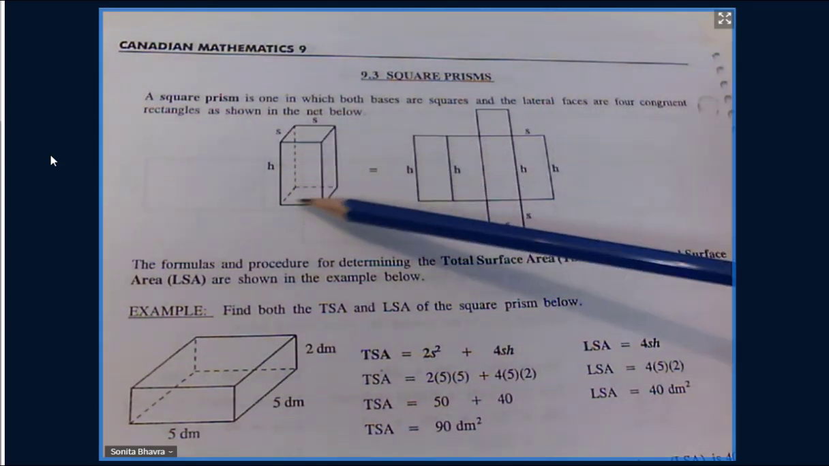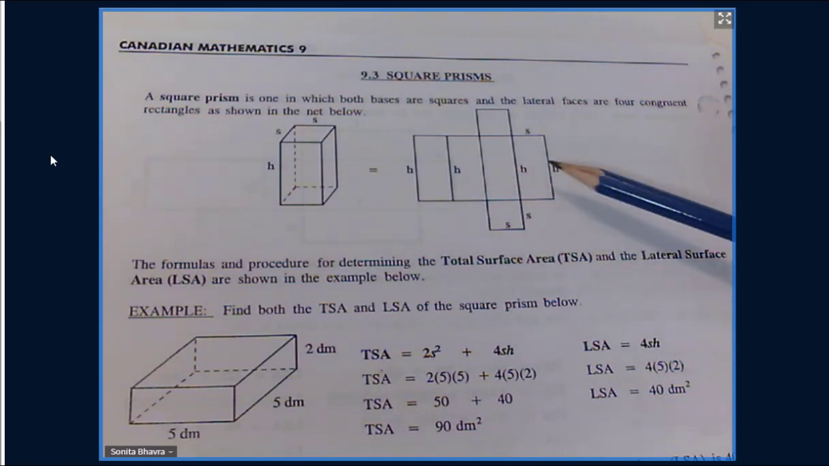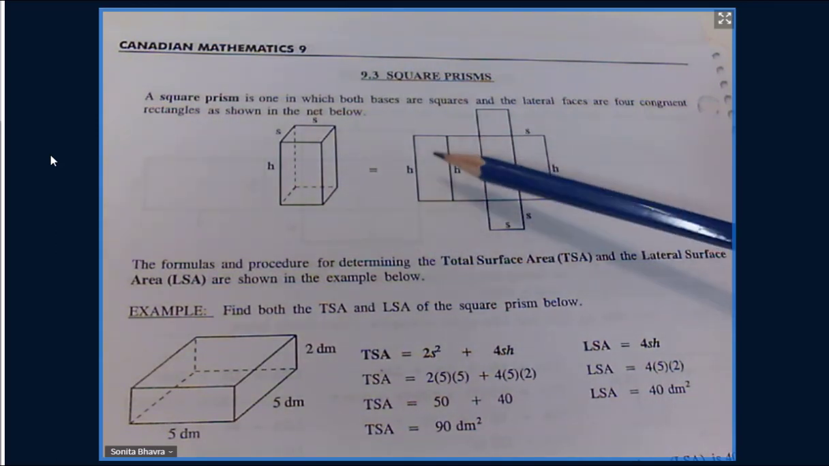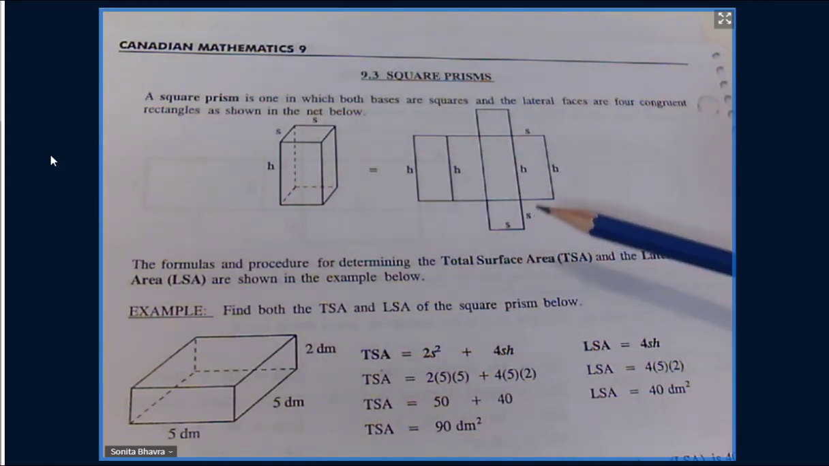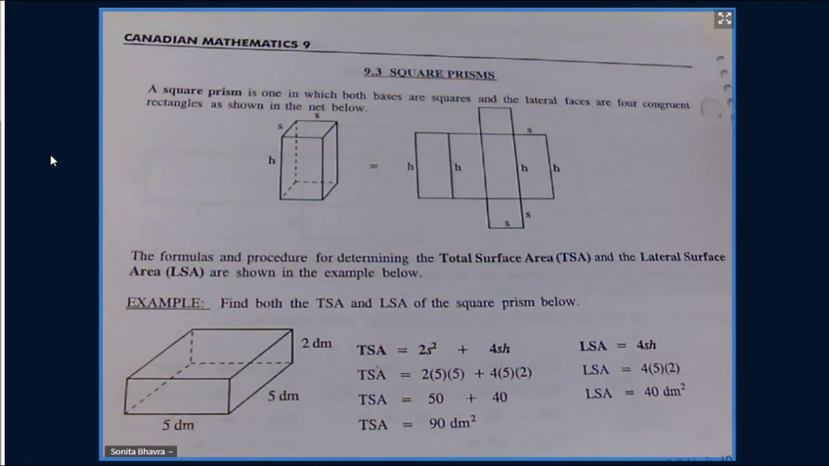So we've opened up this square prism. This is its net. This is what it looks like. You can see there are the four rectangles, and there is the top and bottom base. Again, we can calculate the total surface area, the TSA, as well as the lateral surface area. Lateral surface area only looks at the lateral faces. It doesn't include the top and bottom base.